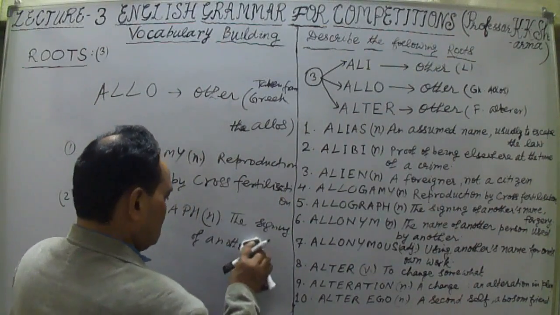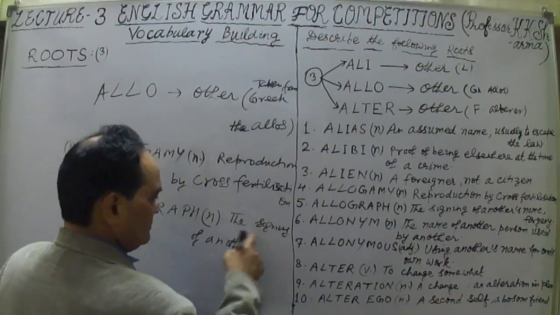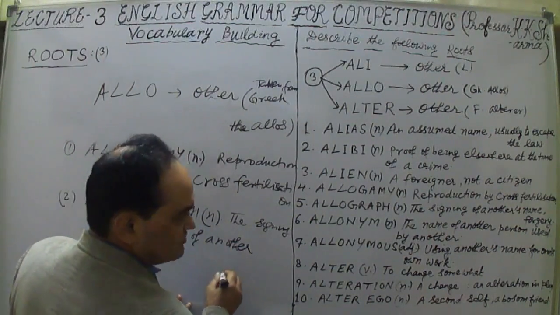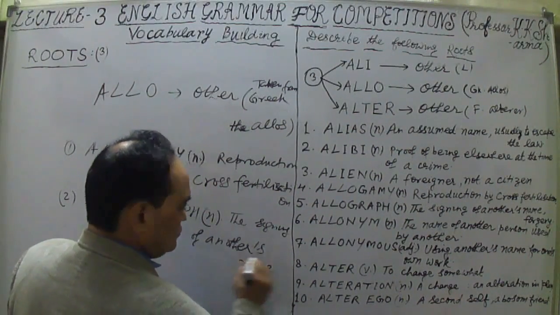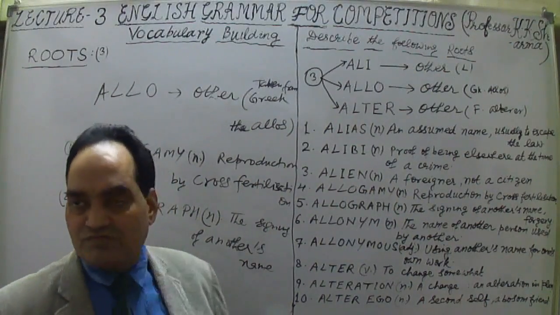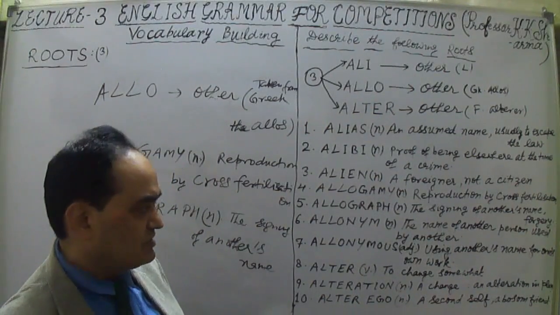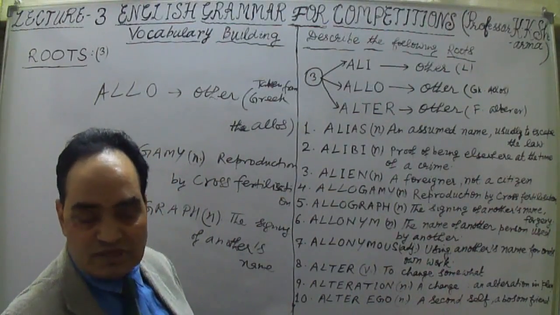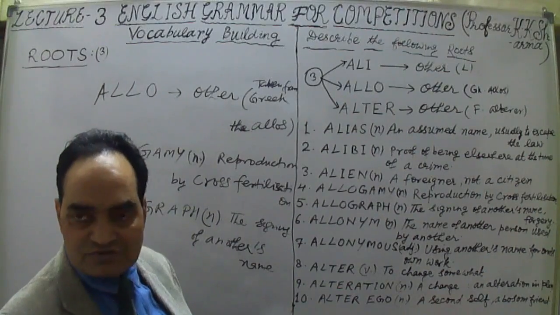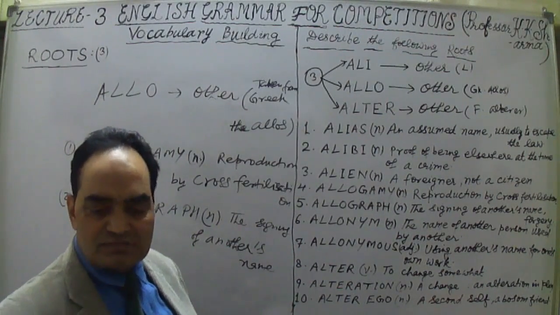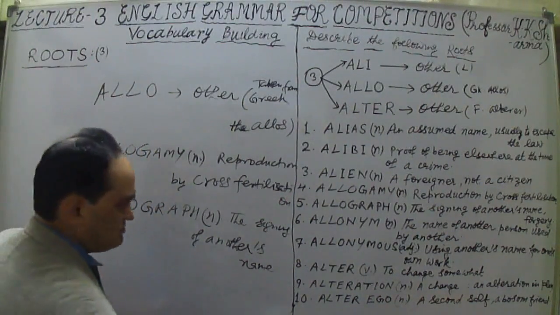The signing of another's name, right? Allograph. Autograph means auto means self, signature by oneself. But allograph means signing the signature of a person by another person. Suppose I am copying another person's signature. That means this is allograph. Allograph is this part. Simple.